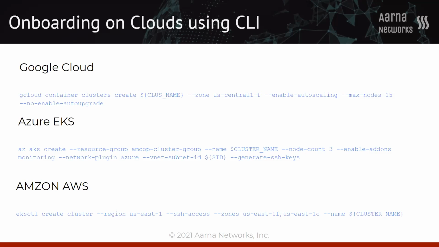Similarly, the same is true for Azure AKS, where again you use the command line tool to create a cluster and specify the different parameters associated with the cluster. This will create a cluster. After that, you get the kube config, and then you can use Helm or kubectl for deploying all the tools, basically the AMCOP orchestration tool that I'm talking about.